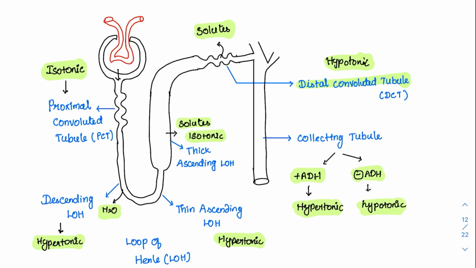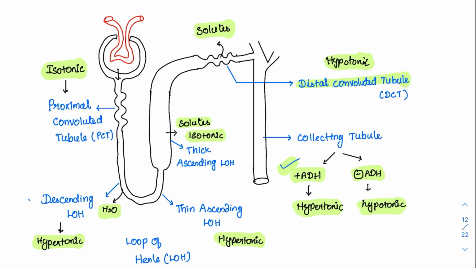So first is isotonic, then it becomes hypertonic, then isotonic again, then hypotonic. Finally, it can become hypertonic or hypotonic depending upon the presence of ADH. So this I have to remember. It's very simple. Just remember what the segment is doing. Descending loop of Henle takes out water. Ascending loop of Henle takes out solutes. DCT takes out the solutes. Then collecting tubule we have to remember with ADH and without ADH both.